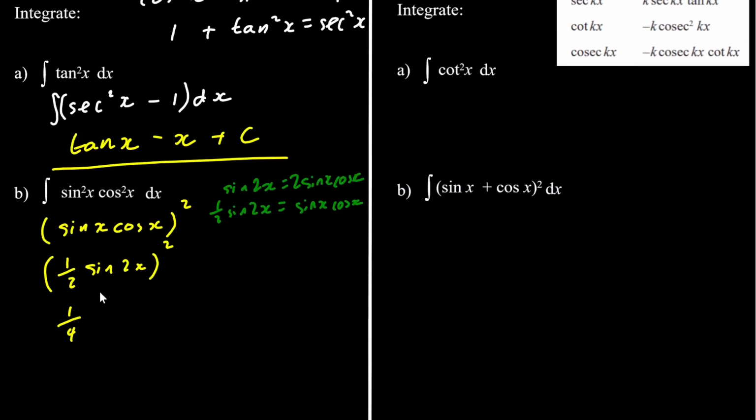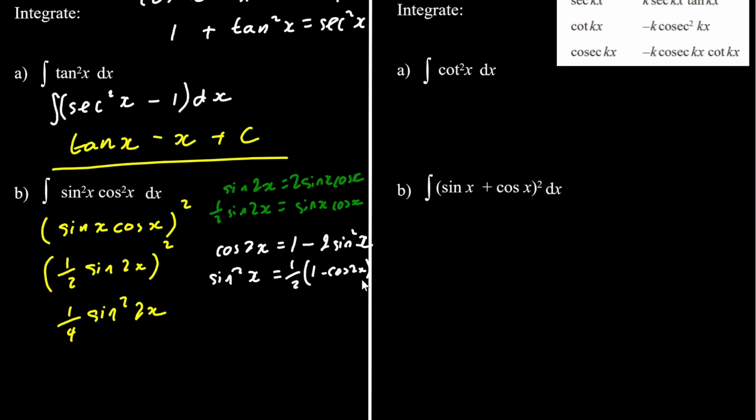So half times a half is a quarter sine squared 2x. I still need to deal with my sine squared, so I'm using my other identity. Cos 2x is 1 minus 2 sine squared x, which means that sine squared x is the same as half of 1 minus cos 2x. So I'm going to change my sine squared 2x into half of 1 minus cos 4x.